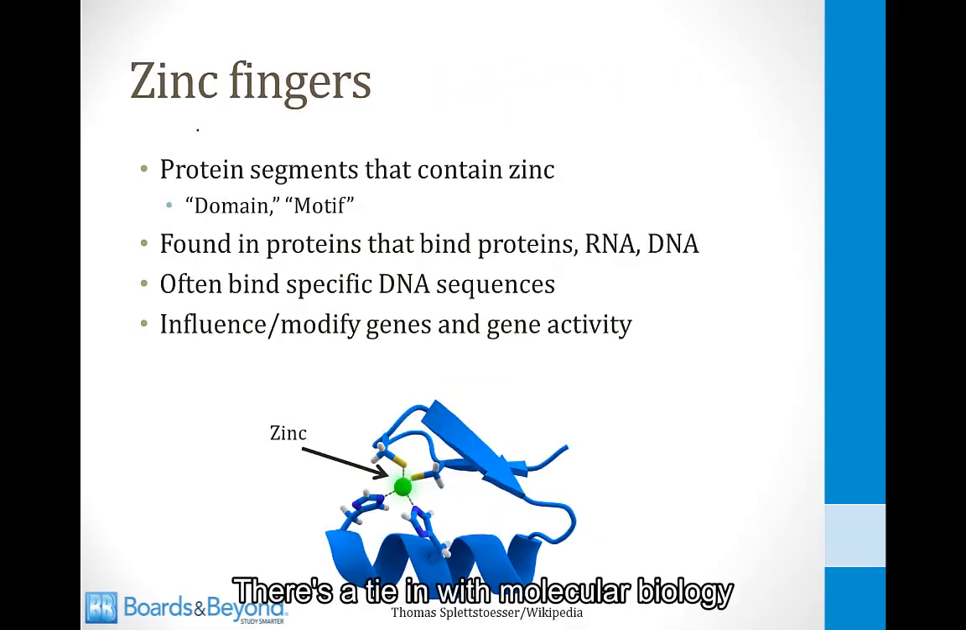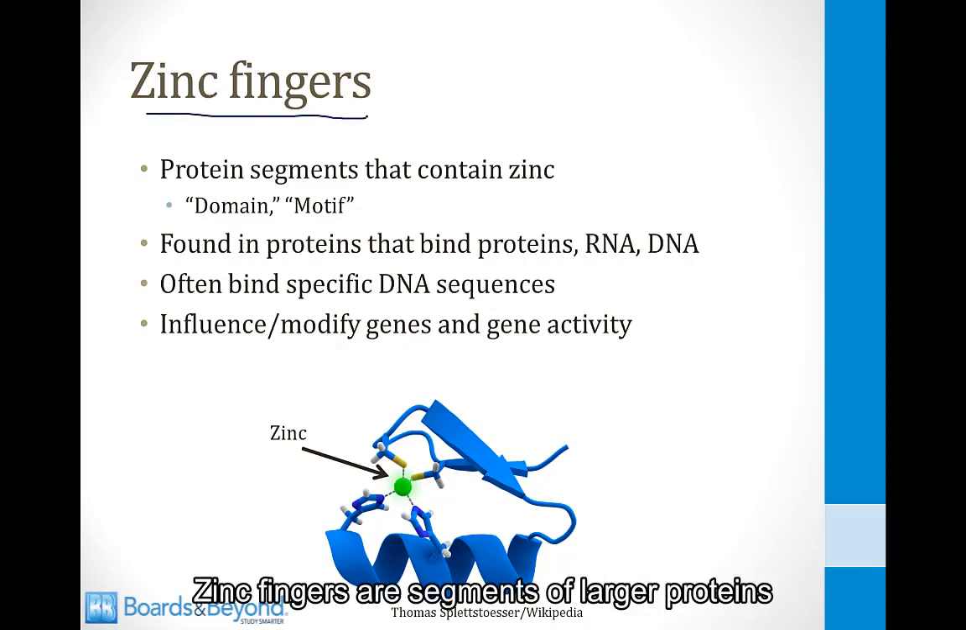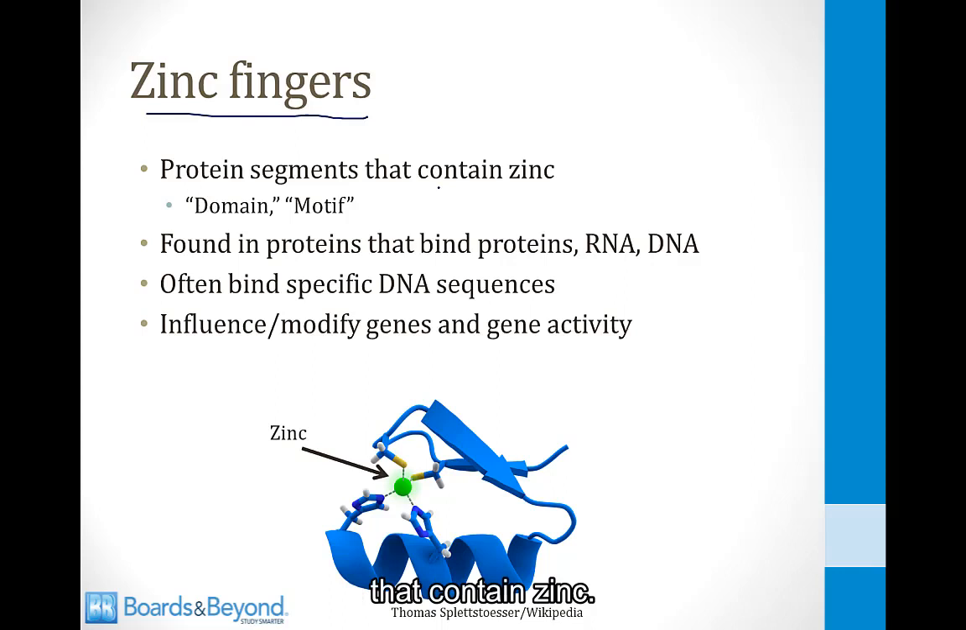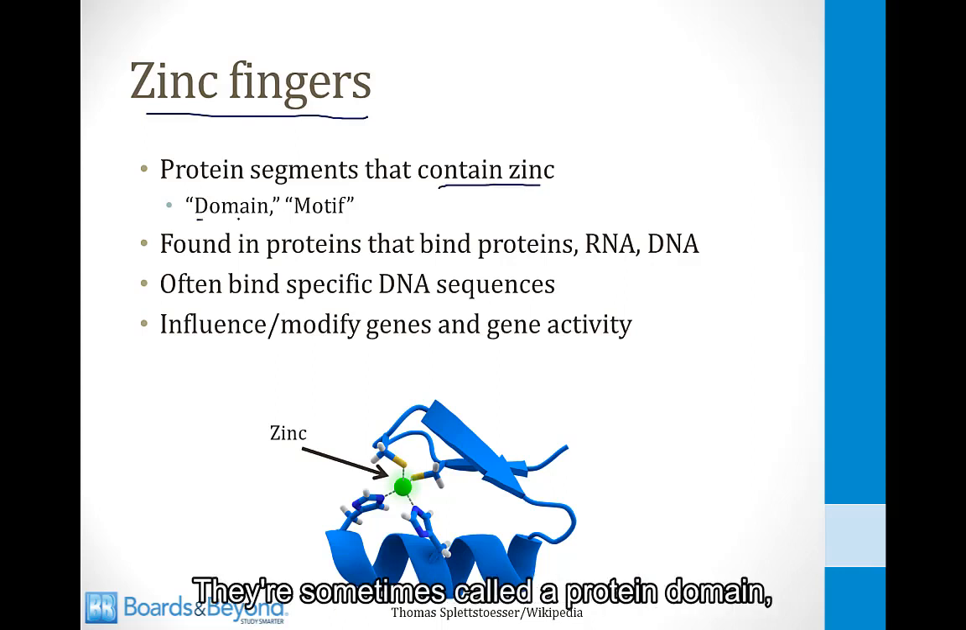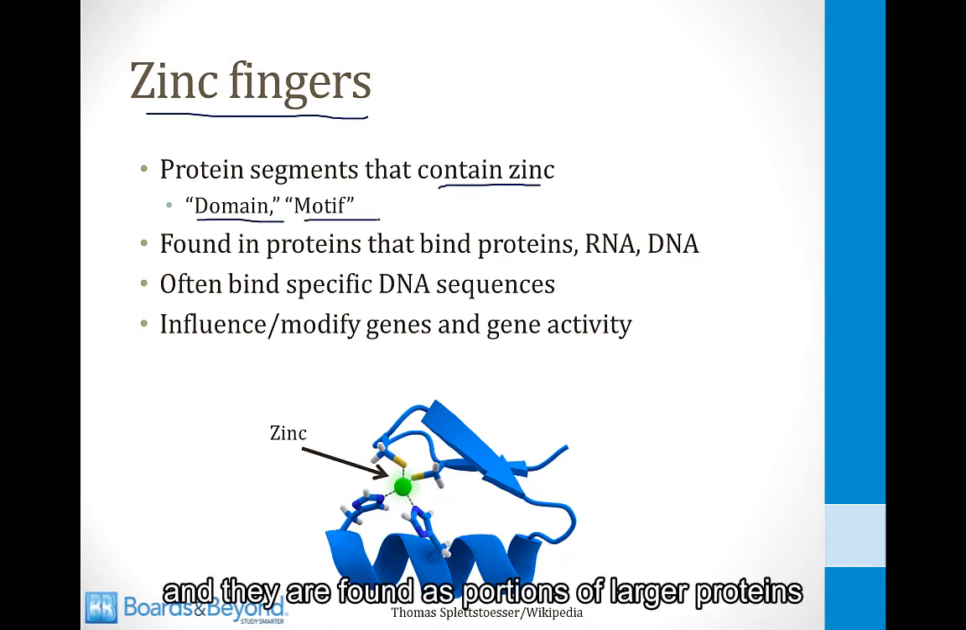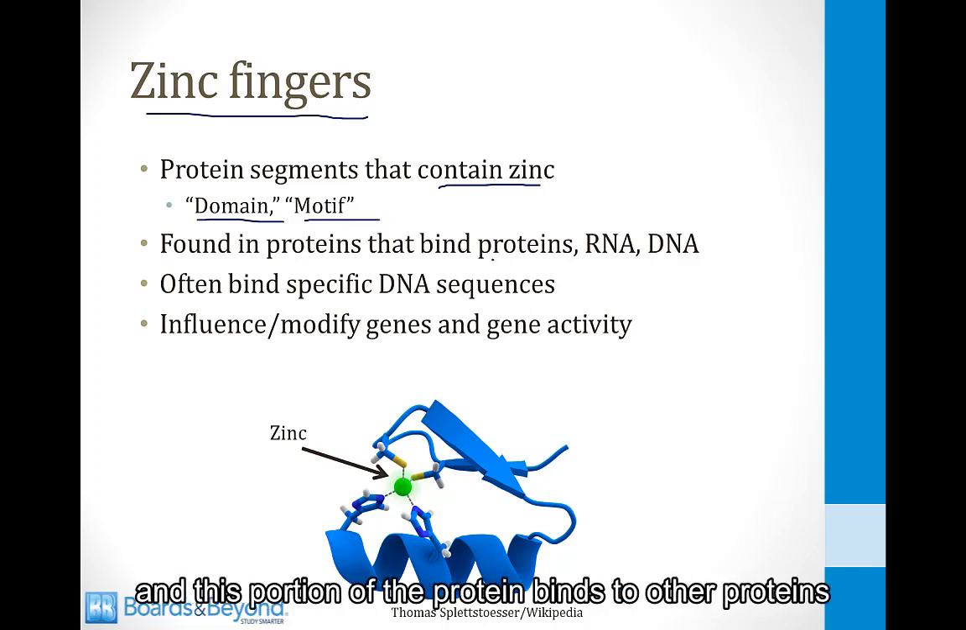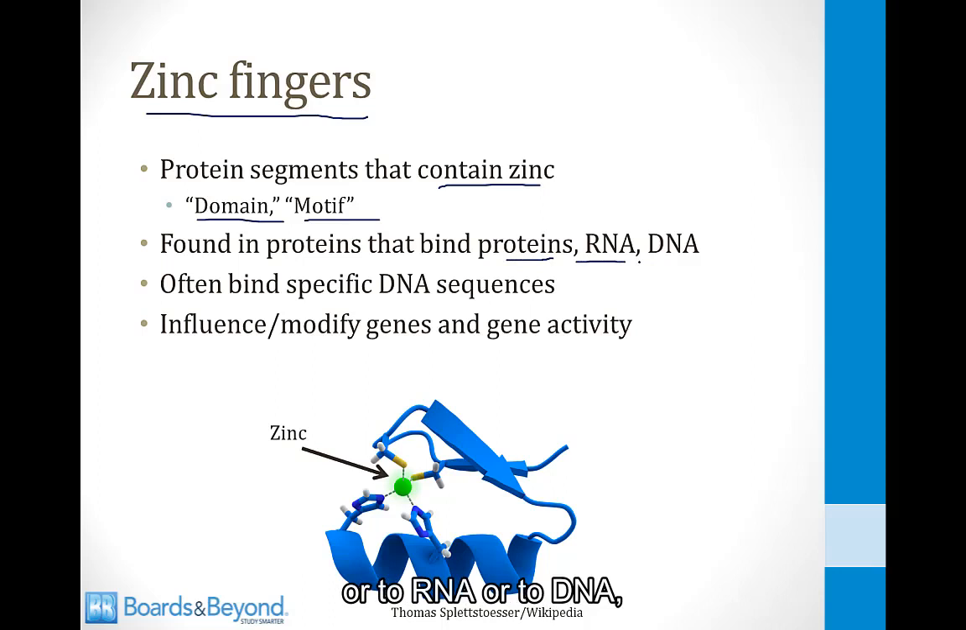There is a tie-in with molecular biology that has to do with zinc that they like to ask you about in step 1. This has to do with zinc fingers. Zinc fingers are segments of larger proteins that contain zinc. They're sometimes called a protein domain or a protein motif, and they are found as portions of larger proteins, and this portion of the protein binds to other proteins or to RNA or to DNA.